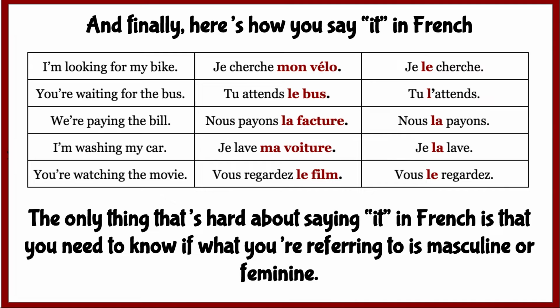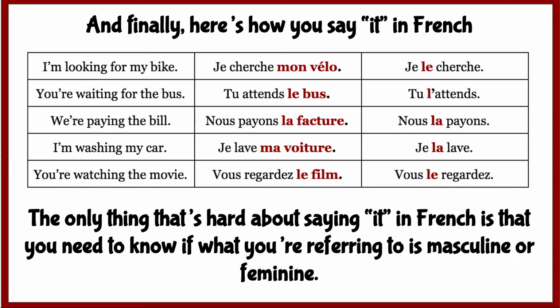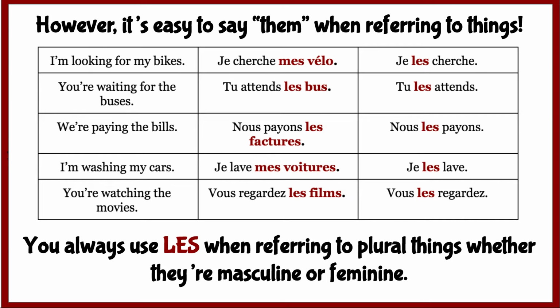Tu attends le bus. Tu l'attends. Nous payons la facture. Nous la payons. Je lave ma voiture. Je la lave. Vous regardez le film. Vous le regardez. Okay? So yeah, the hardest part about that is knowing feminine, masculine thing. By the way, always put your pronoun in front of the verb. Okay? So now, I want to show you what if you want to say them when you're referring to things.